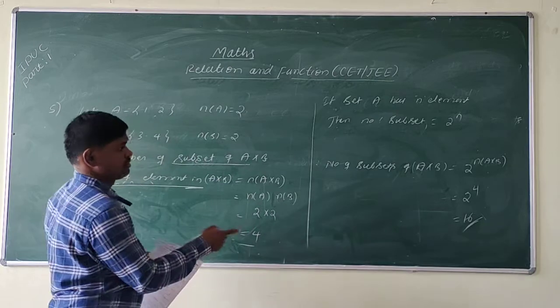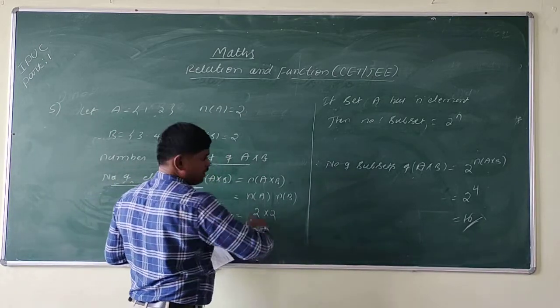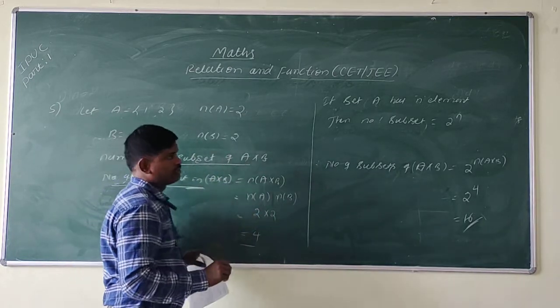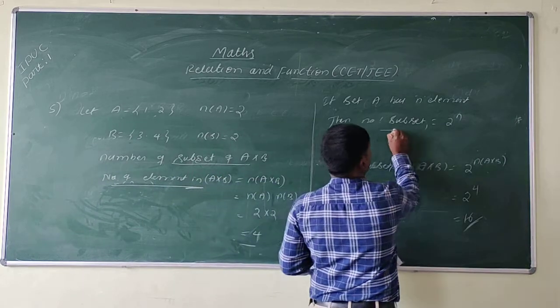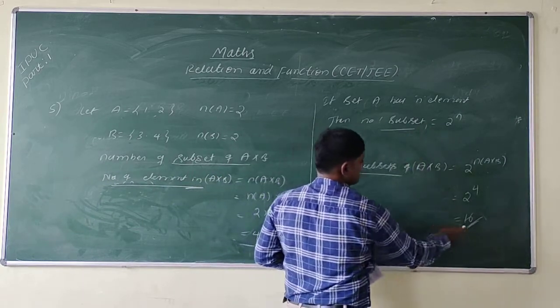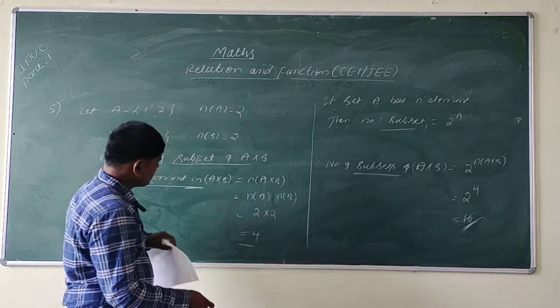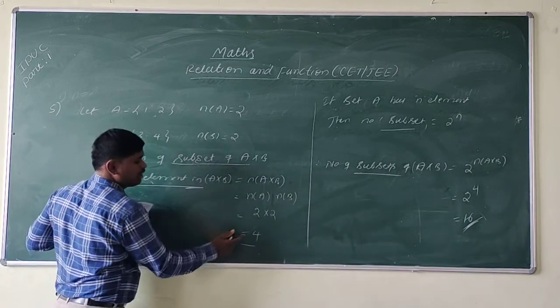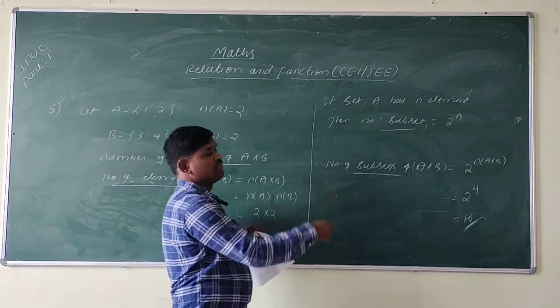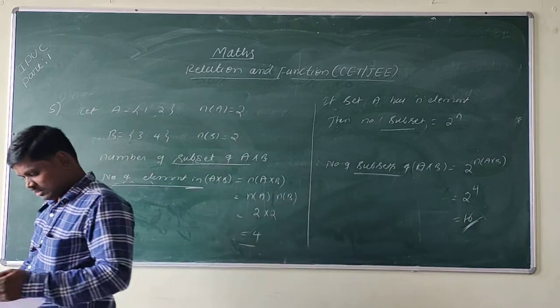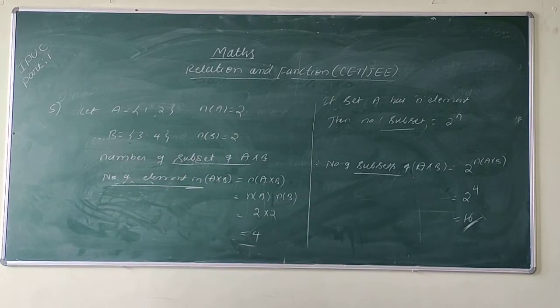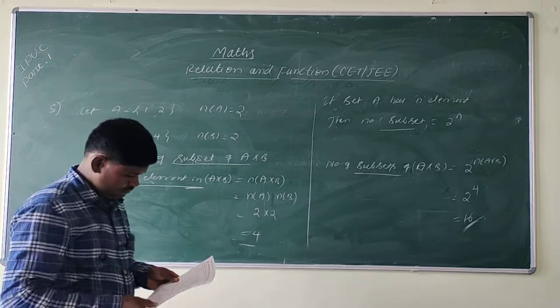So don't get confused. Sometimes we are going to choose option A, but that is wrong. Here we require the number of subsets. Suppose they were asking for the number of elements, then 4 would be the right answer. But the number of subsets is 16. Okay, so write it down. Next question.